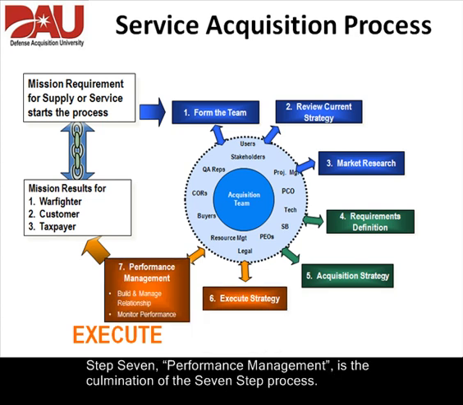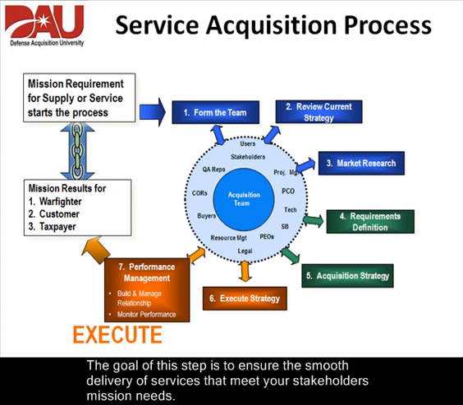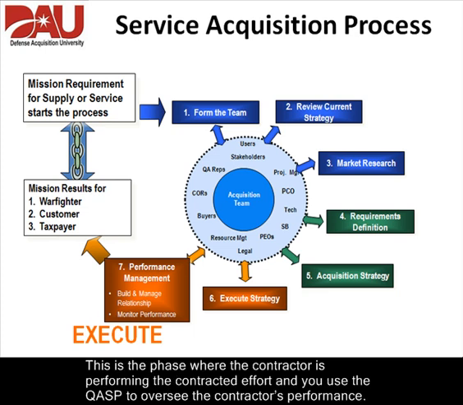Step 7, performance management, is the culmination of the 7-step process. The goal of this step is to ensure the smooth delivery of services that meet your stakeholders' mission needs. This is the phase where the contractor is performing the contracted effort and you use the QASP to oversee the contractor's performance.